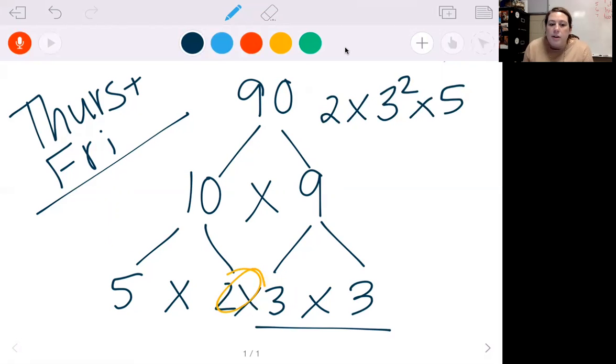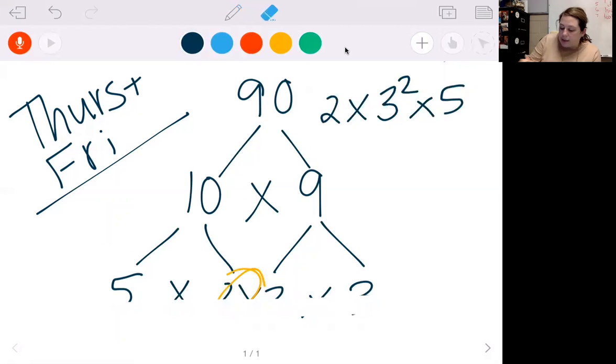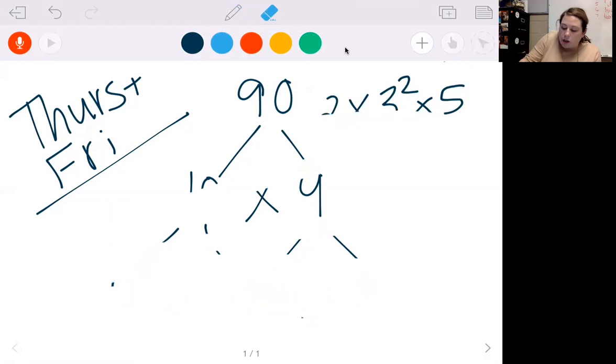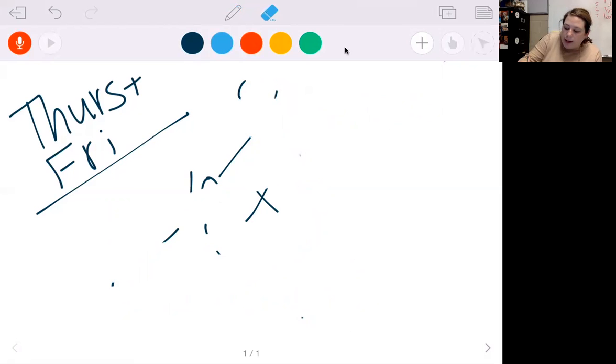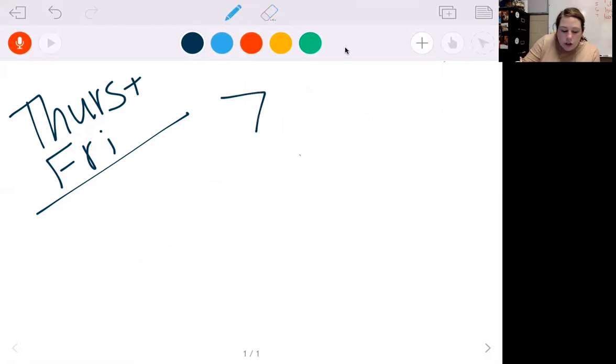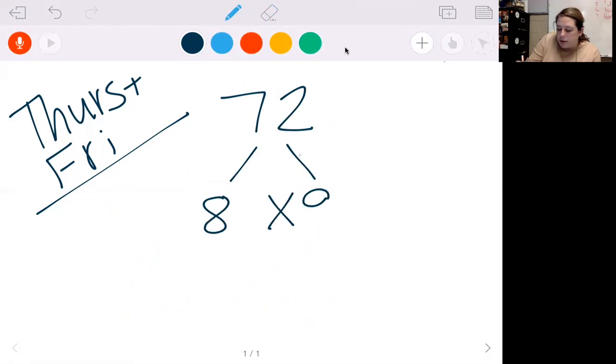Okay. They're not as hard as they look. It does look a little daunting because it's something new, but as long as you know your multiplication facts, it's almost like a little puzzle. You're breaking them down. All right, let's do 72. So to get 72, we would do 8 times 9.